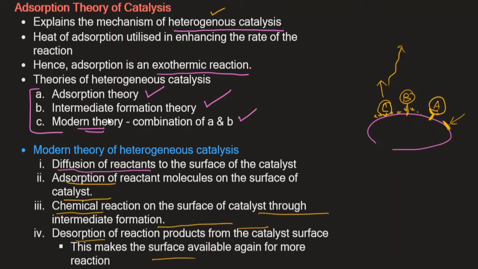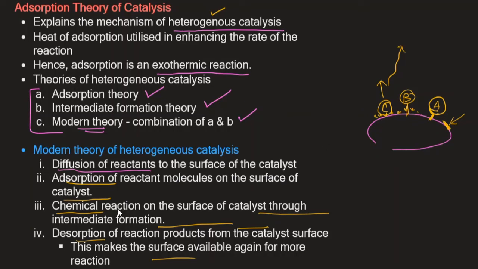There are three important theories. Adsorption theory is one of the old theories. Intermediate formation theory. Then later came the modern theory, that is a combination of adsorption theory and intermediate formation theory. Let us discuss this modern theory of heterogeneous catalysis. It consists of 5 important steps or stages. In the first stage, the reactants are diffused over the surface of the catalyst. That is number 1. 2. The reactant molecules get adsorbed on the surface of the catalyst.